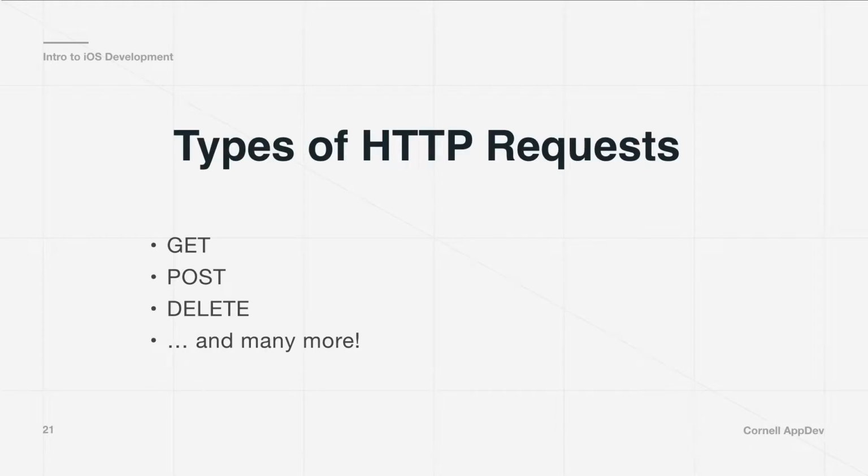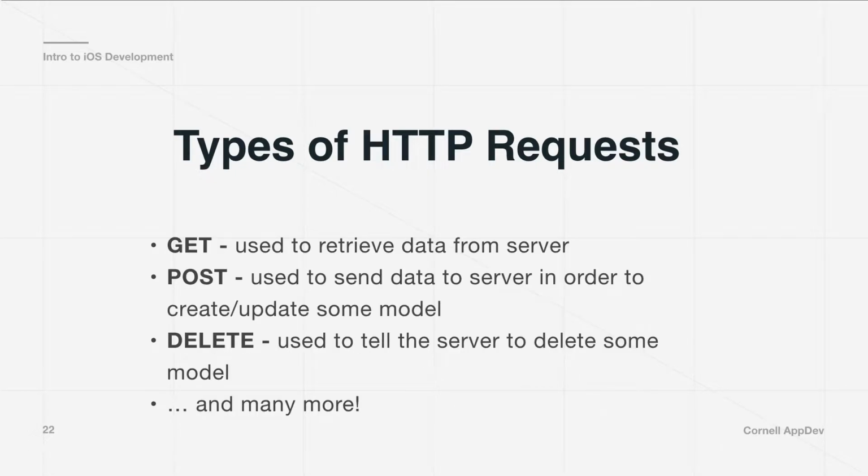Cool. So we have three main types of HTTP requests: GET, POST, and DELETE. There are many more, but for the purposes of this course, you'll only need to know these three. So what's the difference? GET is usually used to retrieve some sort of data. For example, if you had an app like Facebook, you would probably make a GET request to fetch all the posts in your feed.